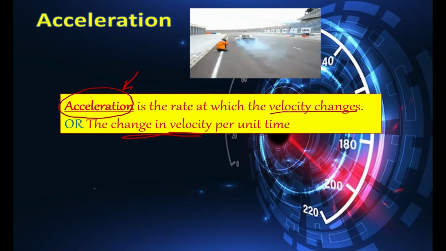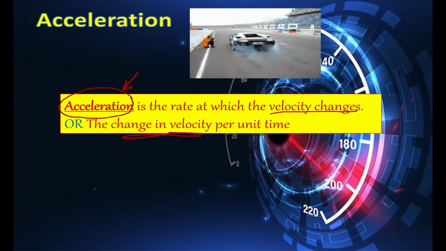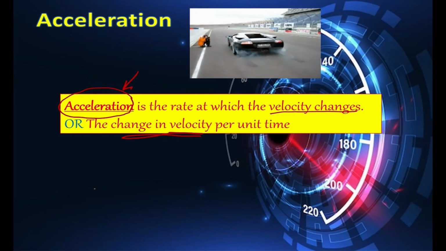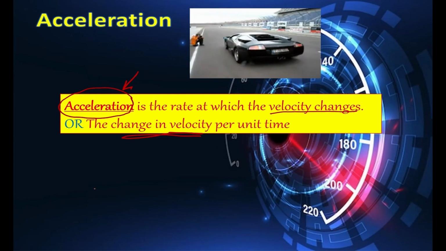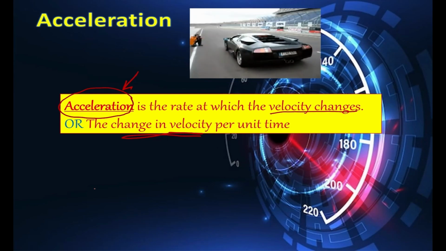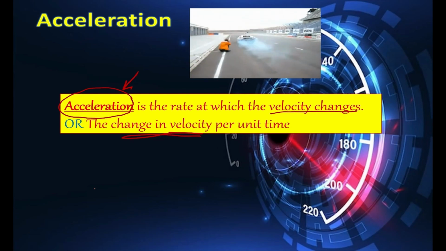The velocity is a vector, of course, so it has both magnitude and direction. So if one of them or both change, this means we have acceleration. But in this lesson, we'll talk about only the change in magnitude. So we'll see if the object speeds up or slows down. If the object speeds up, increases its speed, or slows down, decreases its speed, acceleration exists.